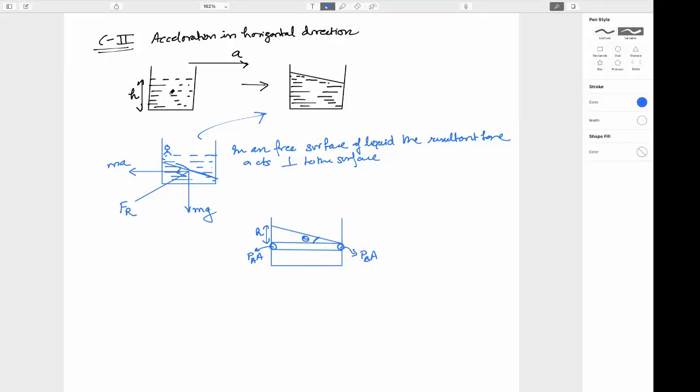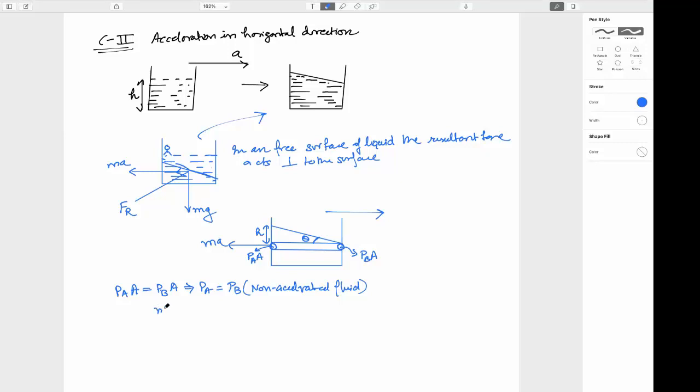So what happens if it is at rest? Then PA into A should be equal to PB into A. So PA is equal to PB. That we have seen in the previous lecture in non-accelerated fluid. But now the fluid is accelerated in this direction. So there is another additional ma acting here. That's the normal reaction to this. This is also a normal reaction to this.